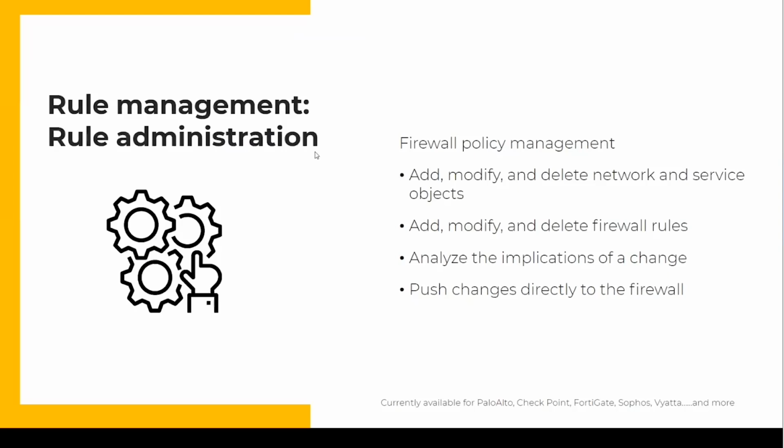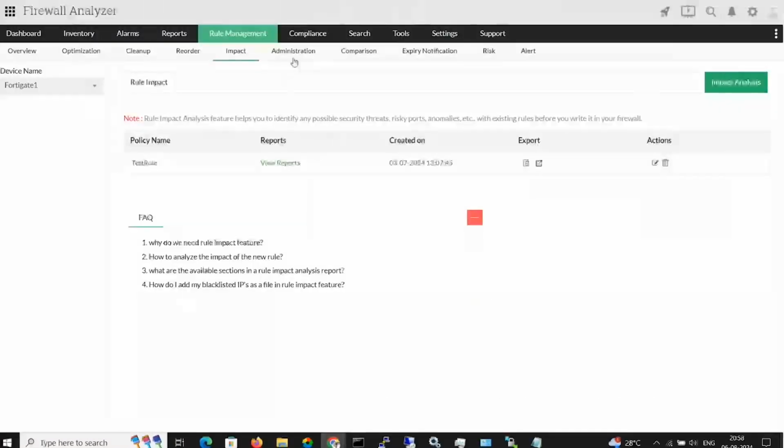There are 4 major functions that you can perform using this feature. You can add, modify, and delete network and service objects. You can add, modify, and delete firewall rules. You can analyze the implications of a change. This is already covered in the rule impact analysis. However, we have an overlap from this feature that we can access the rule impact reports. And finally, we can push these changes directly to the firewall device. So let's take a look at how it looks in the product UI.